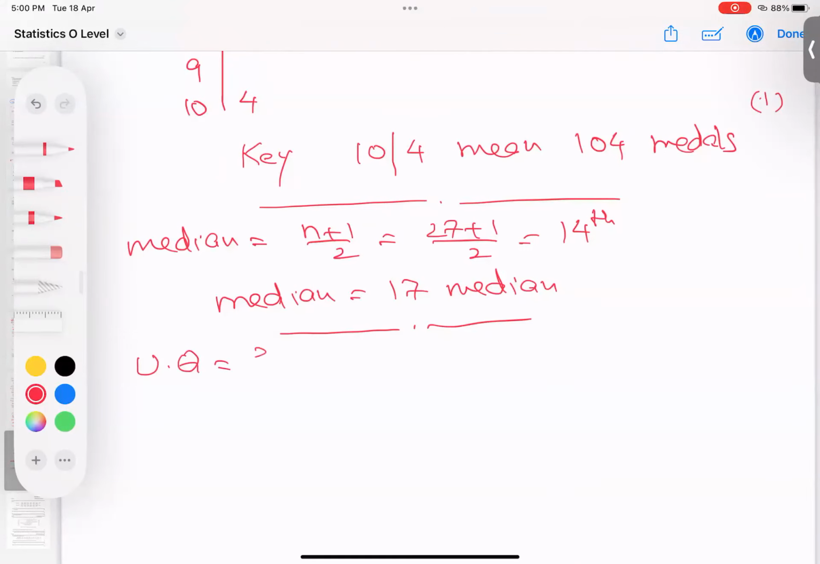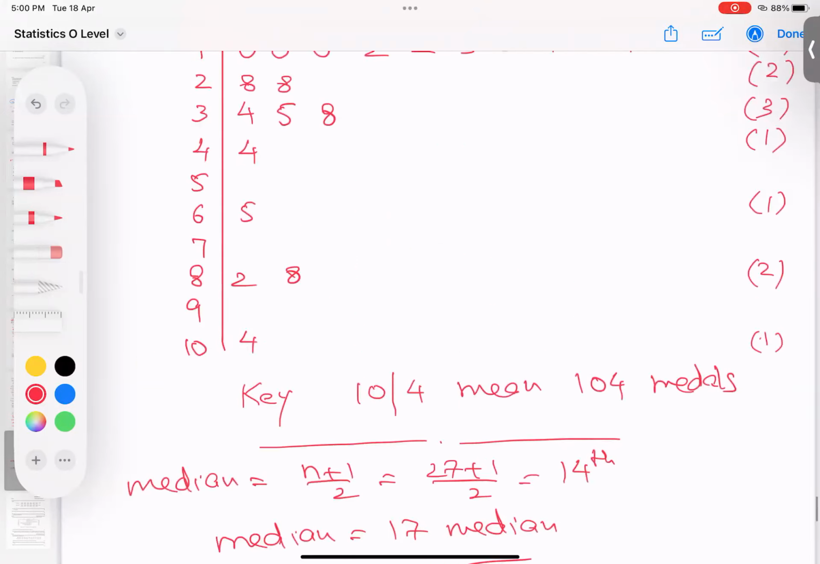Upper quartile is 3/4 of (n plus 1). I hope you're understanding what I'm saying. So 3 times (27 plus 1) over 4, it becomes 21. You can check your calculator. 21 is called the upper quartile. But 21 is not my answer, students.